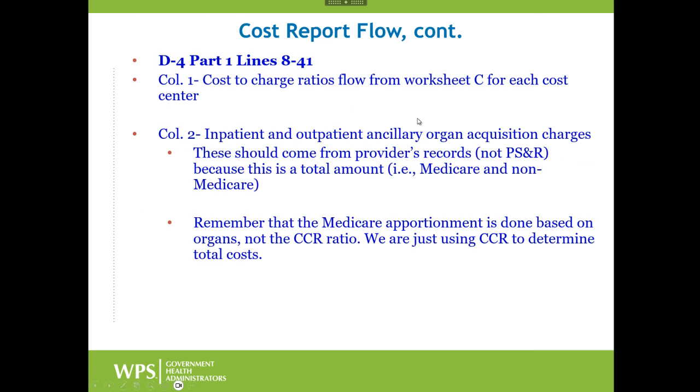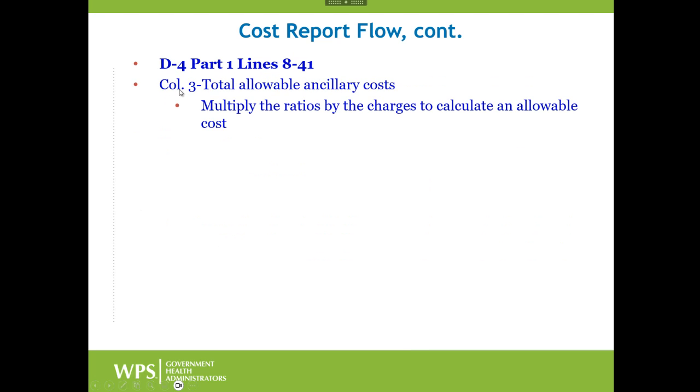So column 1 would be the cost to charge ratio. Column 2 would be the charges themselves. Now the key thing here is this is a total amount. So we cannot pull this from the PSNR. The PSNR will just be a portion of it. This must come from your records, the provider records. Column 3 is, again, the product of that ratio multiplied by the charges.